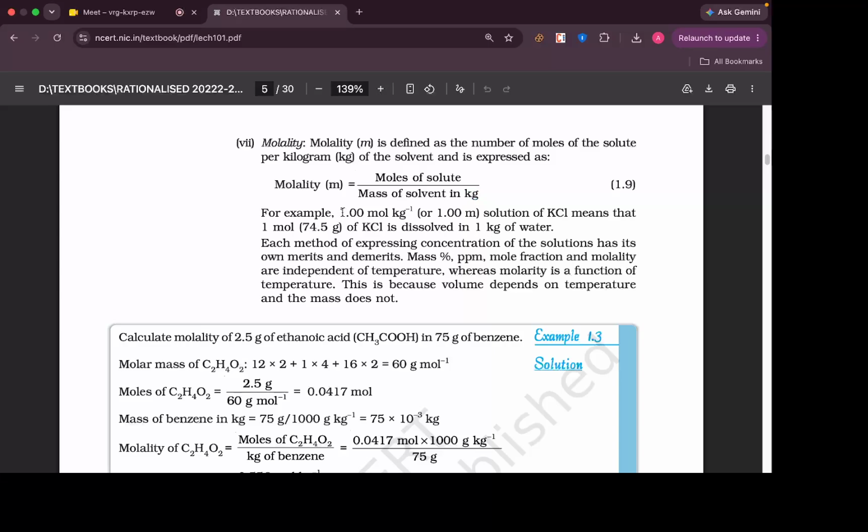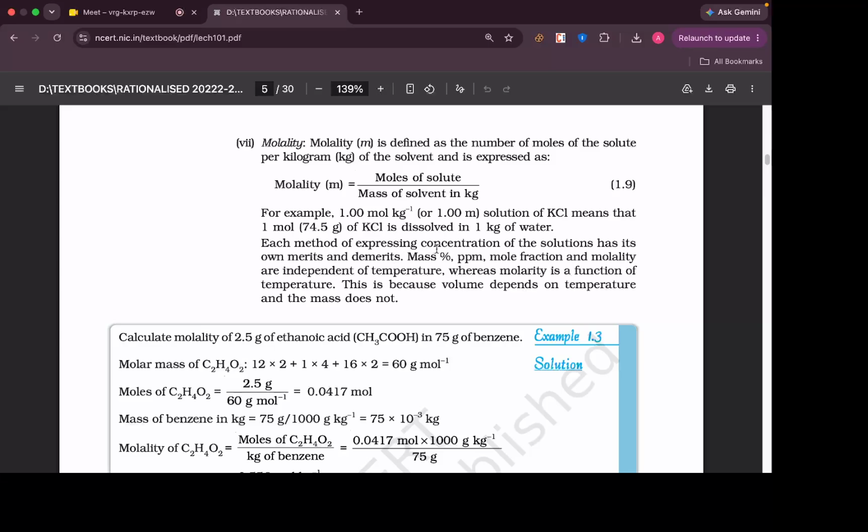So for example, 1 mole per kg is 1 small m. Here it is not molarity, it is moles per kg, molality. So a 1 molal solution of KCl means that 1 mole of KCl is dissolved in 1 kg of water. Now you will say, sir, where is water written? We have to assume ourselves that water is the solvent. If it is not written, you have to assume by yourself that water is the solvent.